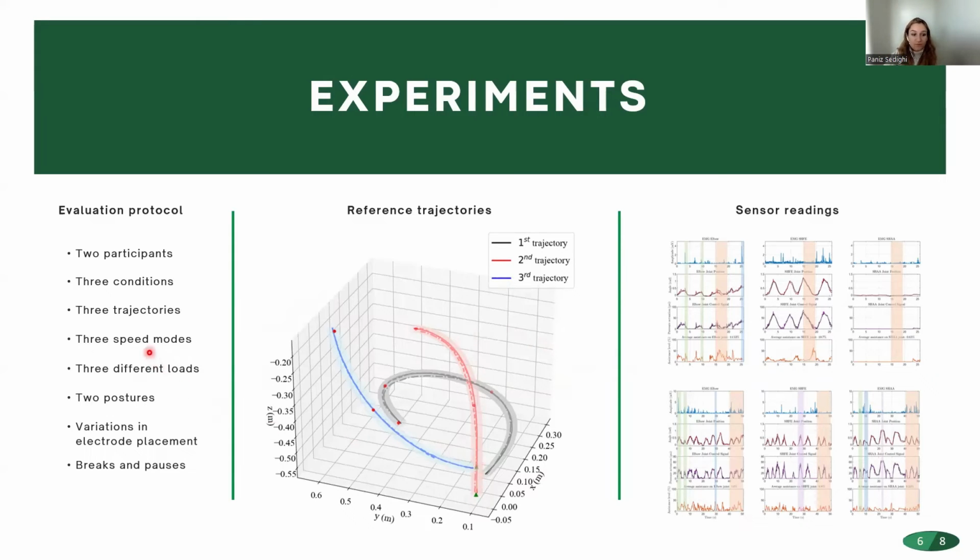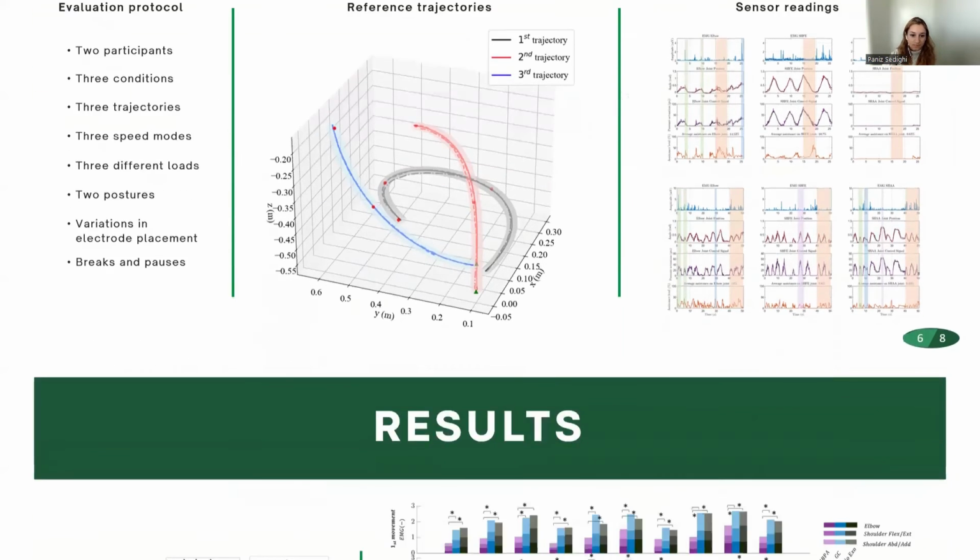They were instructed to follow these trajectories using 3 speed modes and 3 different weight loads, which results in 9 different scenarios, in 3 conditions: no exoskeleton at all, one with gravity compensation only, and the third using our deep learning model. They were instructed to do this in 2 postures, while standing or while seated. We also incorporated variations in electrode placement and breaks and pauses during the experiments.